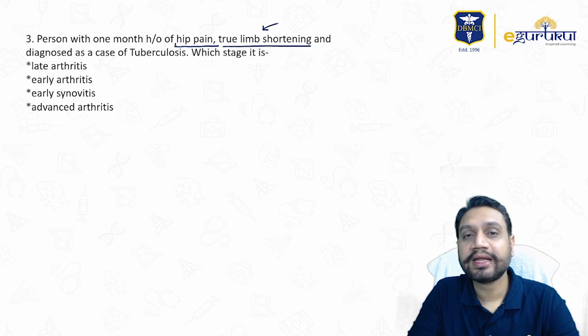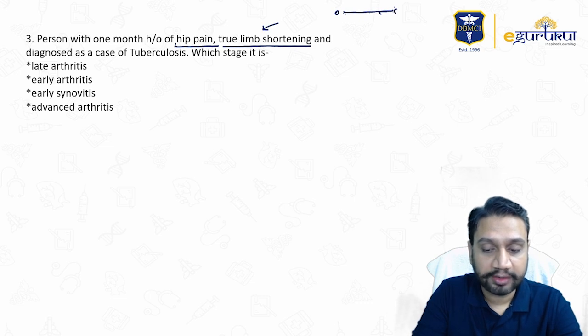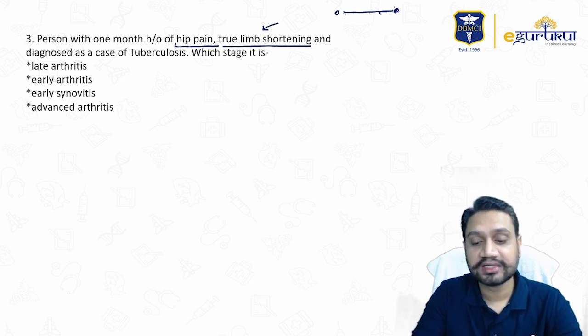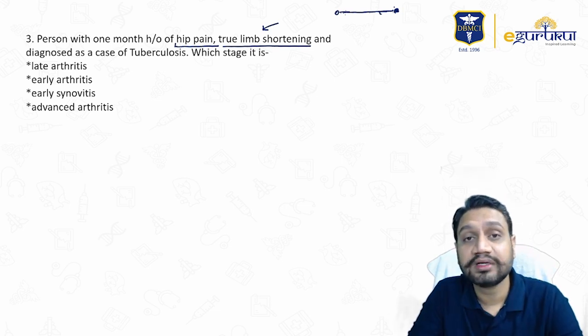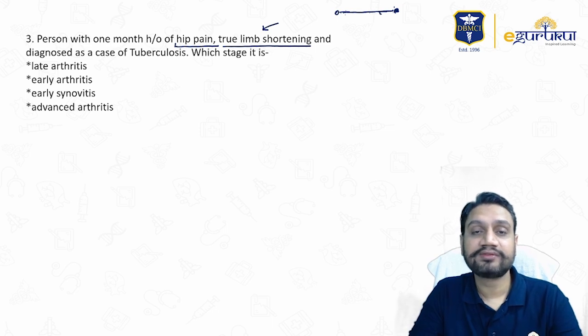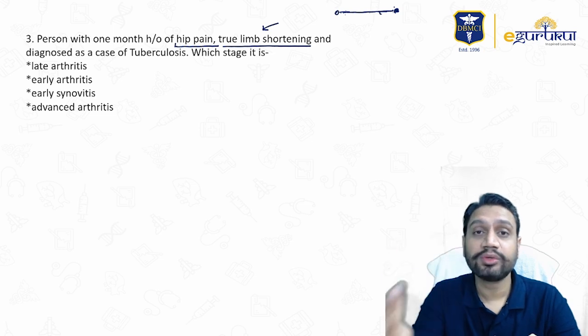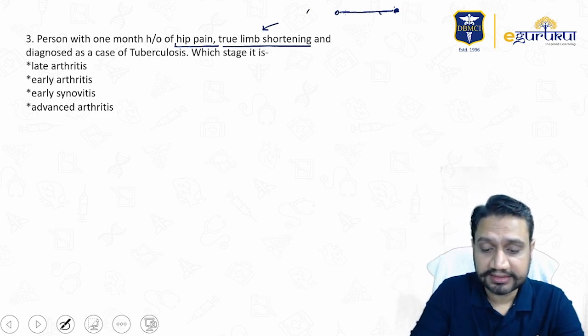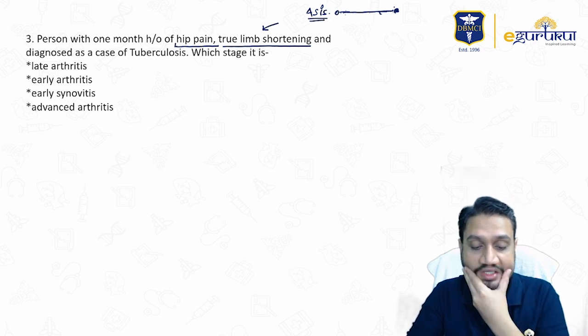True limb shortening can only be assessed when the ASIS are at the same level. The concept of true and apparent measurement we have discussed very well in our classrooms and in our app also. What is the meaning of apparent and true shortening? Isn't it? We have discussed that. So when the two ASIS are at the same level and then you measure the length of the limb, if the length of the limb is short, it is true shortening. If the length of the limb is increased, it is true lengthening. Right? So ASIS has to be on the same level.